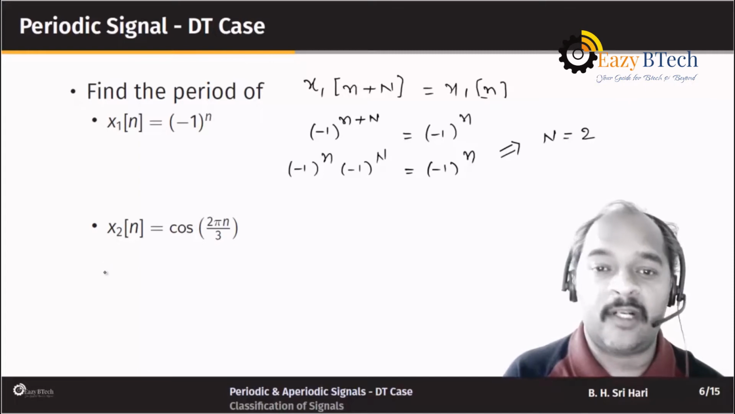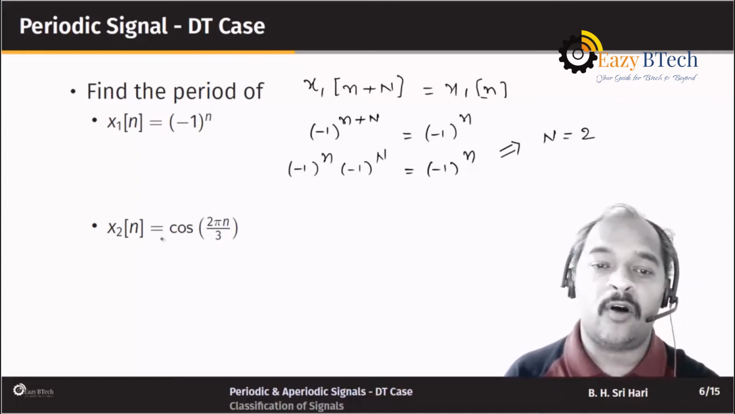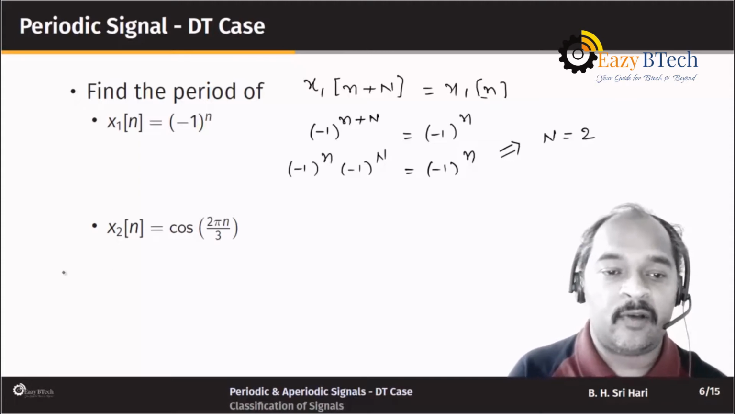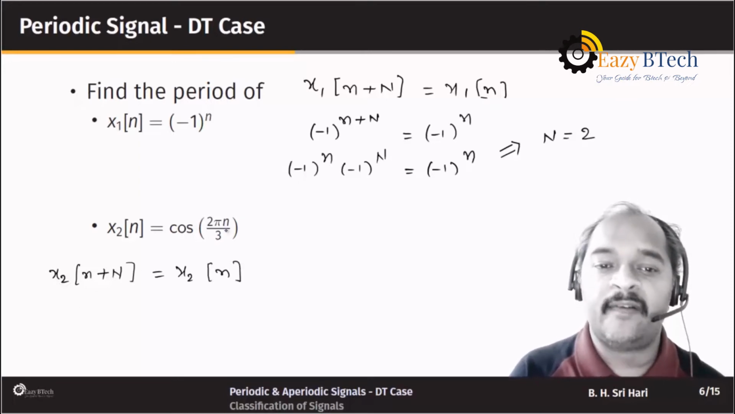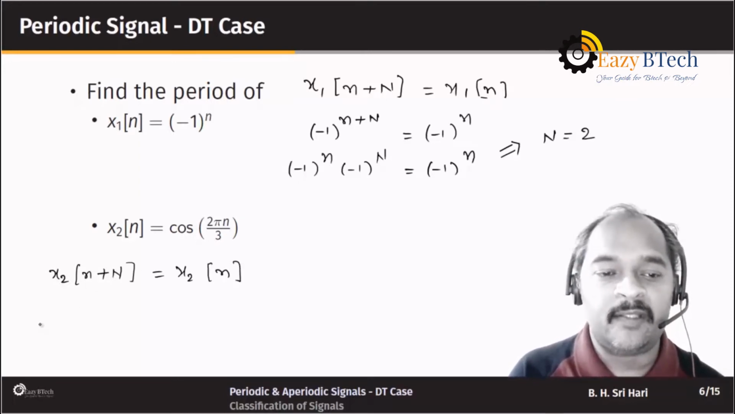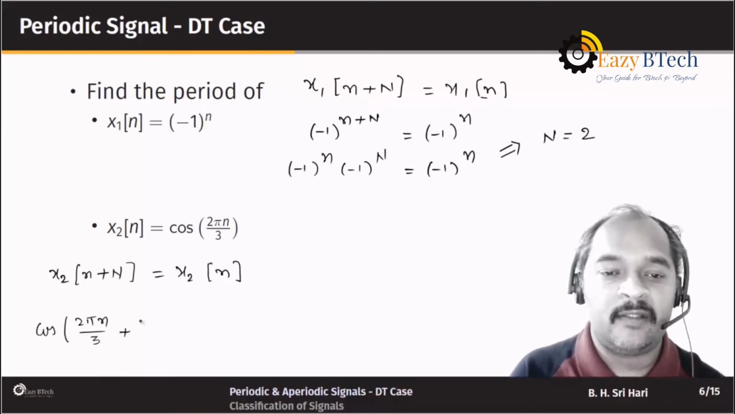Now let us look at the second one. It is given that x2 of n equals cos of pi n by 3. Again, what is the requirement? We need x2 of n plus capital N to be equal to x2 of n. What do we mean by that? Wherever there is n, replace it with n plus capital N. So we get cos of pi times n plus capital N, divided by 3.